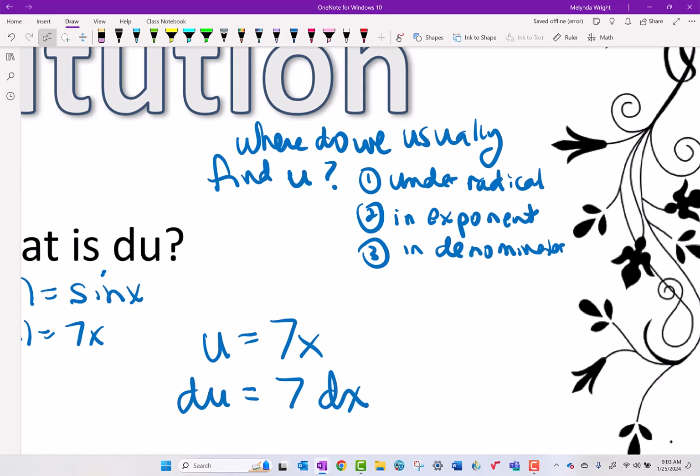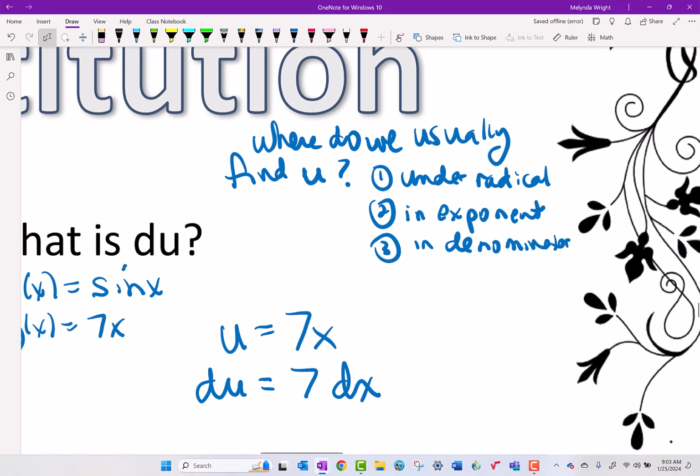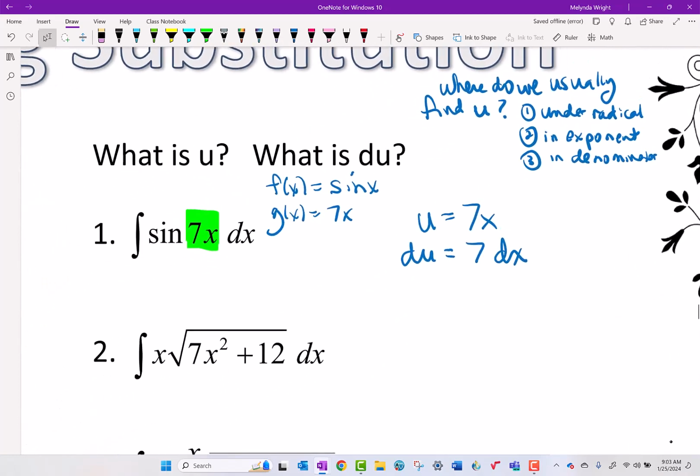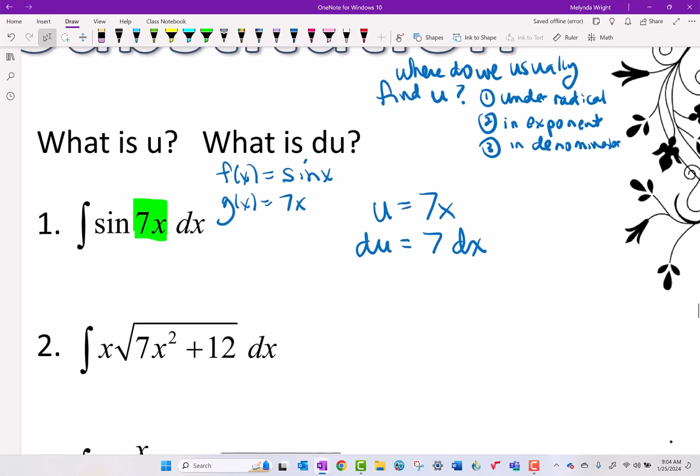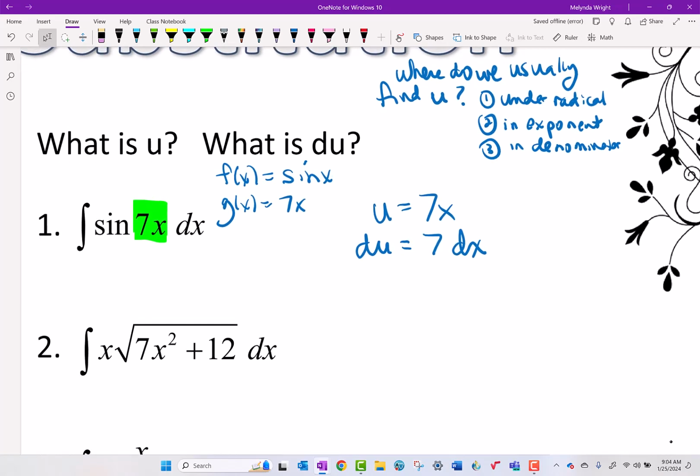Okay, so questions about that so far? That's where we would usually find u. When you're looking for it, these are the places to look. All right, so let's look at our next one. So this one is more complicated. So what I'm doing when I'm looking for u, y'all are like, what? I'm looking for the derivative to exist outside of the u.